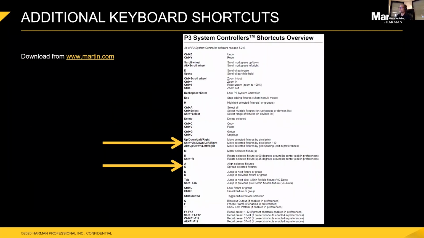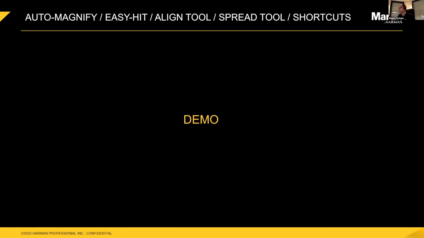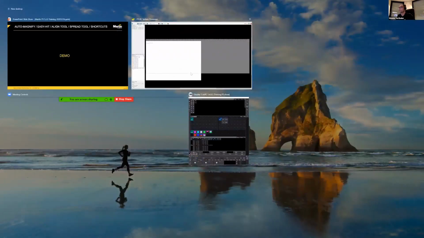This, of course, comes with some new keyboard shortcuts. So don't forget to download the keyboard shortcuts overview document from the web page. The new ones are A for aligning, S for spreading, and then we also added Shift plus the arrow keys for minor adjustments to the fixtures. With arrow keys, you can move fixtures around. Now with Shift plus arrow, you can move them around in tiny little steps, baby steps, to get better alignment. But let's dive into it and show you how that works.